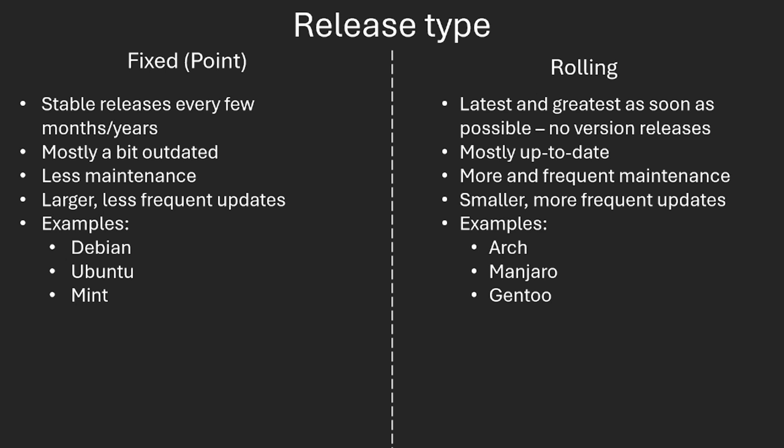These ones have in mind only one thing when it comes to packages: as up-to-date as possible, while fixed release distros rely on stable but a bit older versions of them. This also means they require less maintenance than rolling counterparts, and their updates are larger in comparison. To give you some examples, point releases are Debian, Ubuntu or Mint, but Arch, Manjaro or Gentoo are, on the other hand, rolling release OSs.